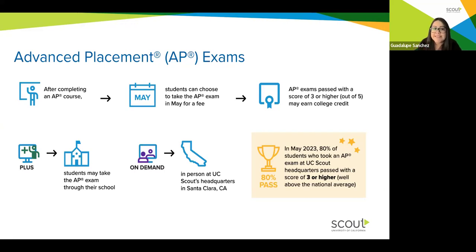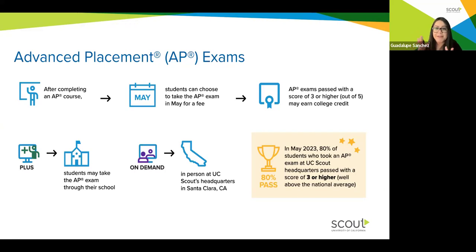Now, how do students take the AP exam? Well, it varies. For students that are enrolled in an AP course through our Plus plan, so that was the partnership that we have with schools, they would just take the exam through their school. So that's no problem. However, if students completed an AP course through our on-demand plan, then there are a couple of different options on how they can take that AP exam. Option number one is taking the exam in person at UC Scout's headquarters in Santa Clara, California.